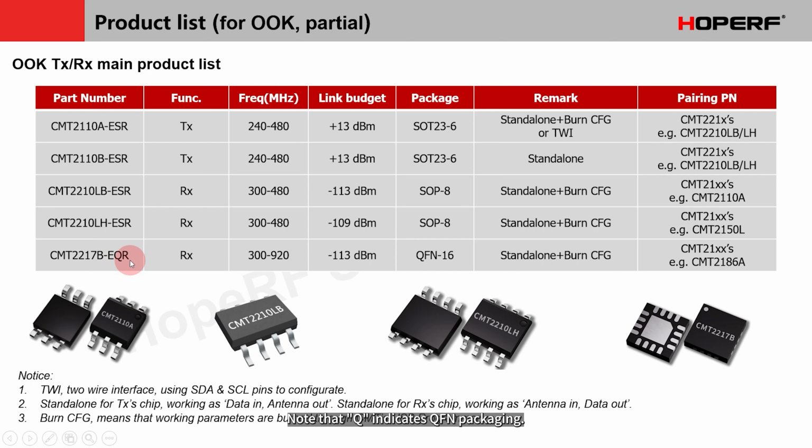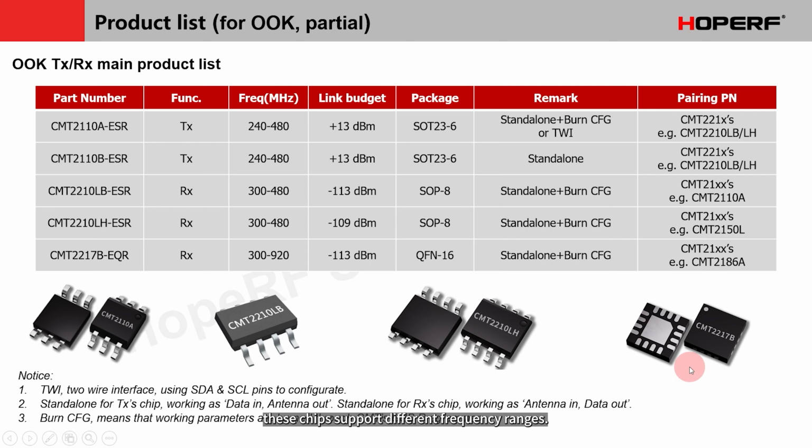Note that Q indicates QFN packaging. The previous ones are TES. Below this table are schematic diagrams of these chips, which visually show the chip shapes. For example, CMT2110A uses SOT23-6 packaging. CMT2210LB uses SOP-8. CMT2210LH also uses SOP-8. And CMT2217B uses QFN-16.